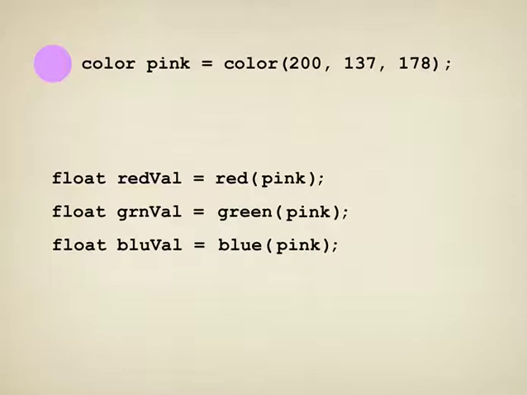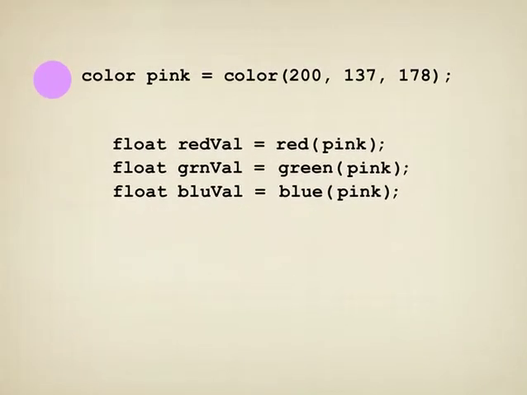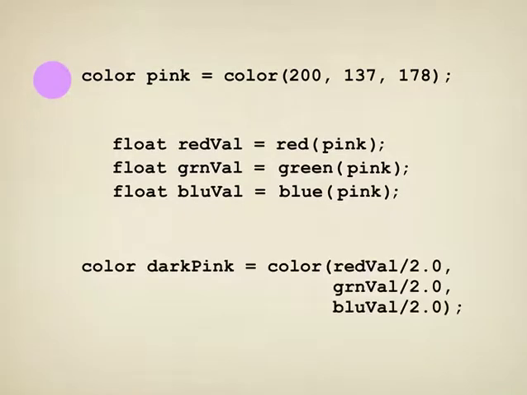Well, now we can create a new color using those. So I'll tell you what, let's push these up out of the way and make a new dark pink color. And I'll do that by declaring a variable named dark pink and assigning it the color value of red val over 2, comma green val over 2, comma blue val over 2. Just dividing them all by 2. And we'll get sort of a dark pink color.